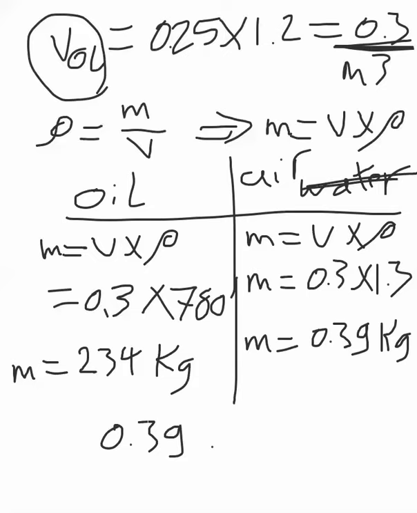Now let's take a look at the answers to find these two numbers. It's number D, the last one, which is 0.39 and 234 kilogram. Right, everyone, correct? So we have solved number 10. Let's go for number 11.